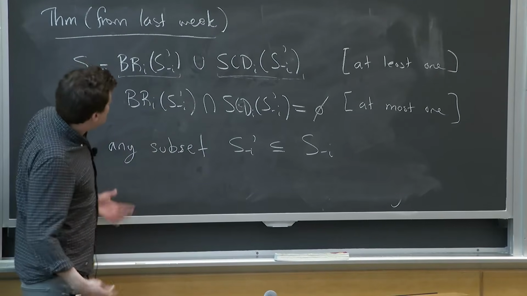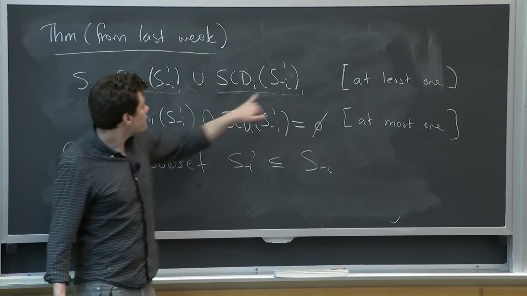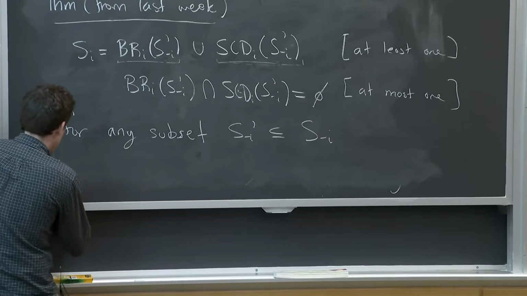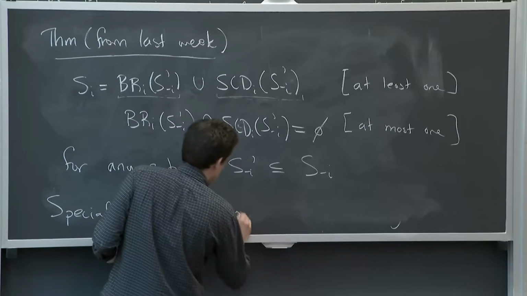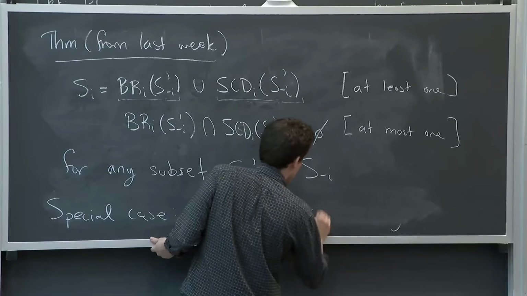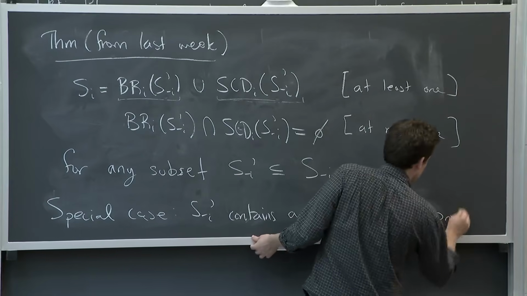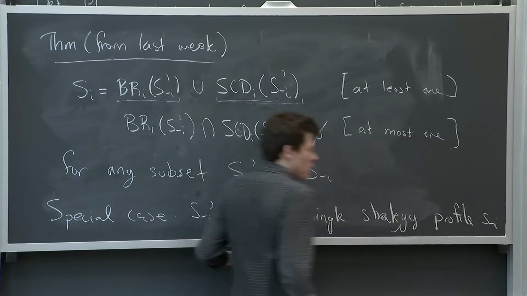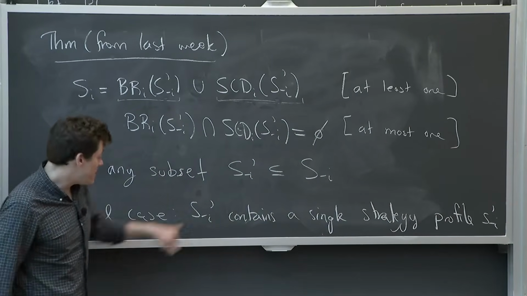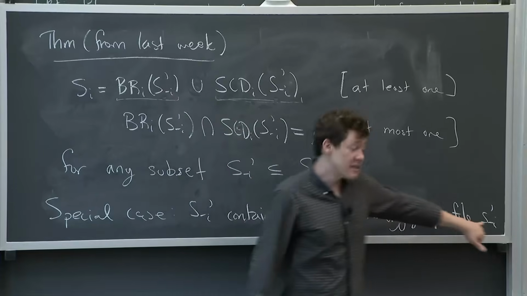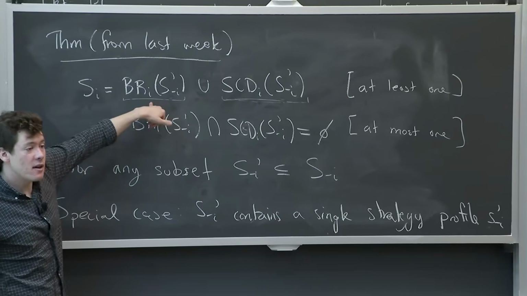And in the extreme case, maybe one thing to think through, what if this just has a single element? So special case. What if S negative I prime contains a single strategy profile? So this is big S negative I prime. This is little S negative I prime. Then what happens to this set? What is this set going to be in words?